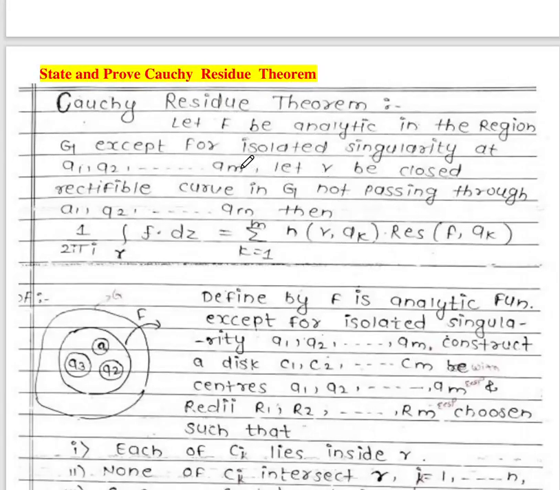The statement of the Cauchy residue theorem is given as: let f be analytic in the region G except for isolated singularities at a1, a2, ..., am, and let gamma be a closed rectifiable curve in G not passing through the points a1, a2, ..., am. Then we have to prove that 1 upon 2 pi i integral over gamma f of z dz equals summation k equal to 1 to m of the index of the closed curve gamma at the point ak into the residue of f at the point ak. Okay. So we have to prove this theorem.